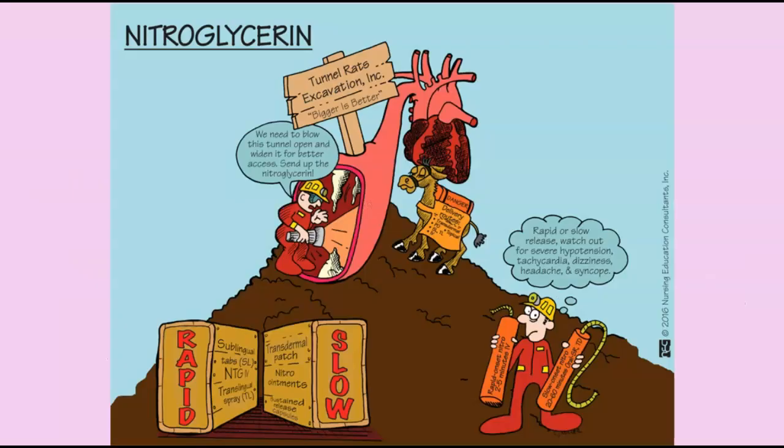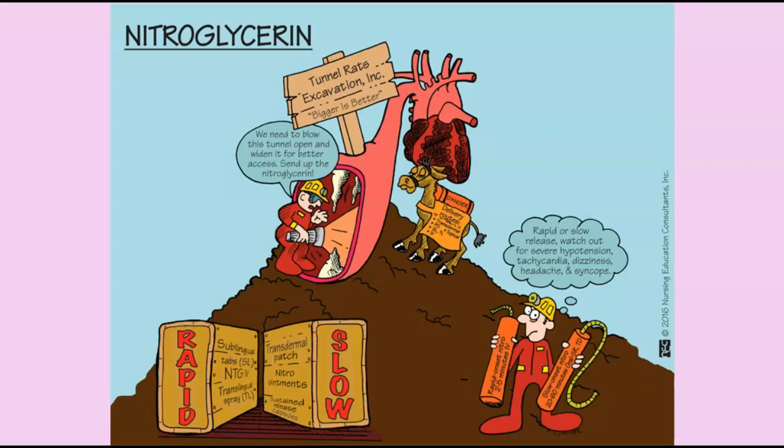Here is, for you visual learners, a picture of nitroglycerin. It kind of just tells you about nitroglycerin. So it says we need to blow this tunnel open and widen it for better access, send up the nitroglycerin. So it makes the tunnels wider, or the blood vessels wider.